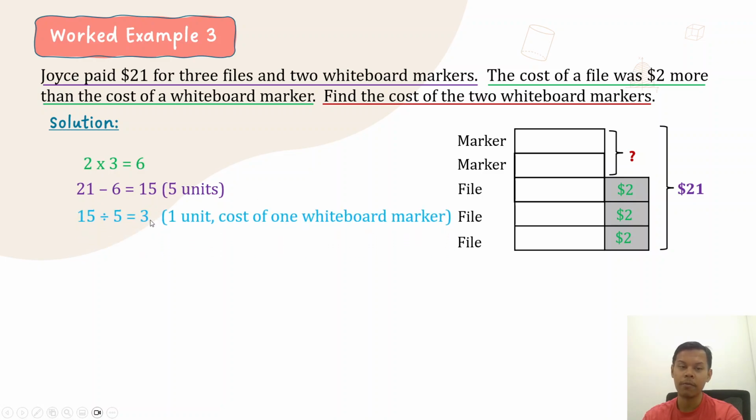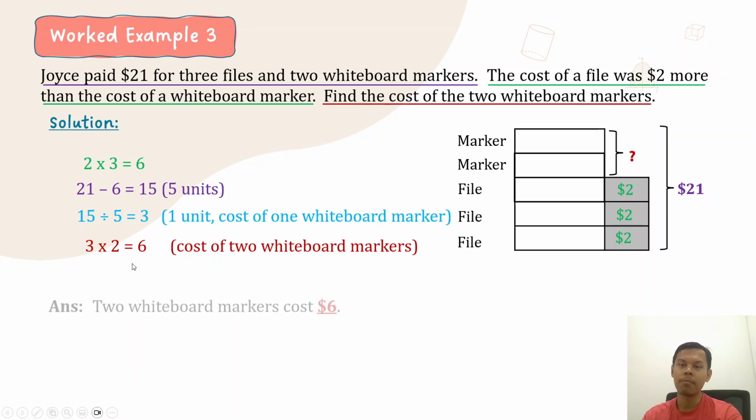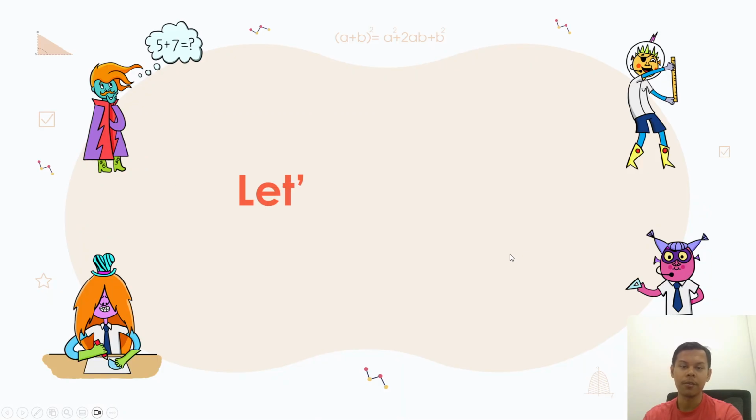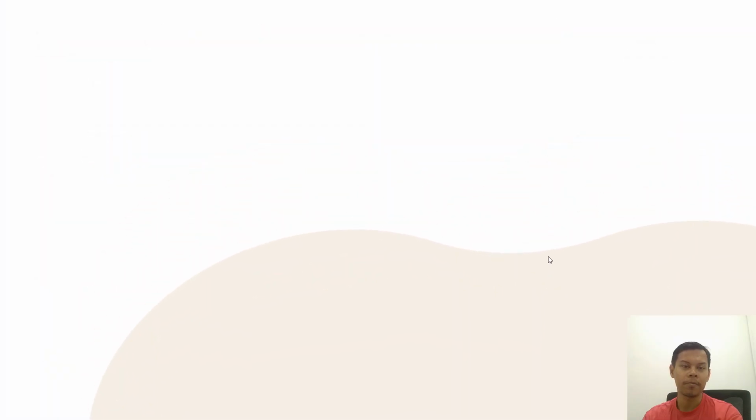15 divided by 5, then we are going to get 3. Next, we need to multiply it by 2 because we are looking for 2 whiteboard markers. So the 2 whiteboard markers cost 2 times 3, which is $6. That's the answer for this stacking model. Alright, let's try it out.